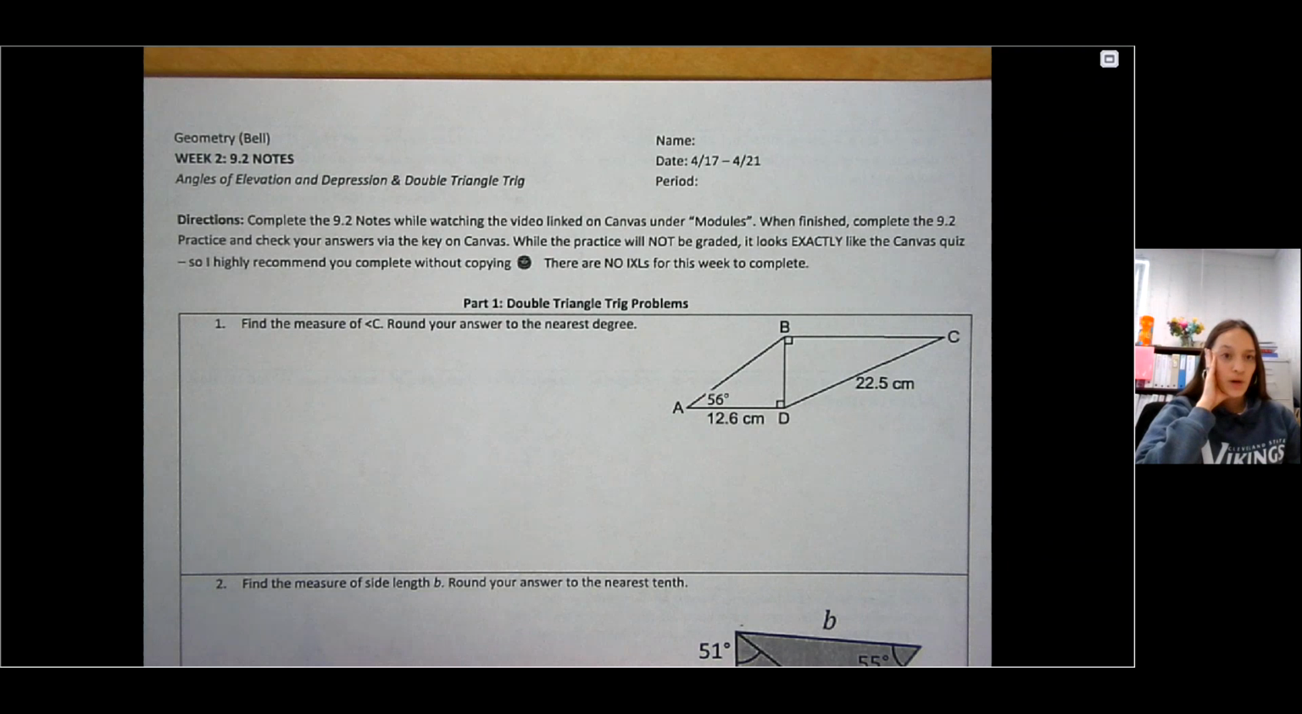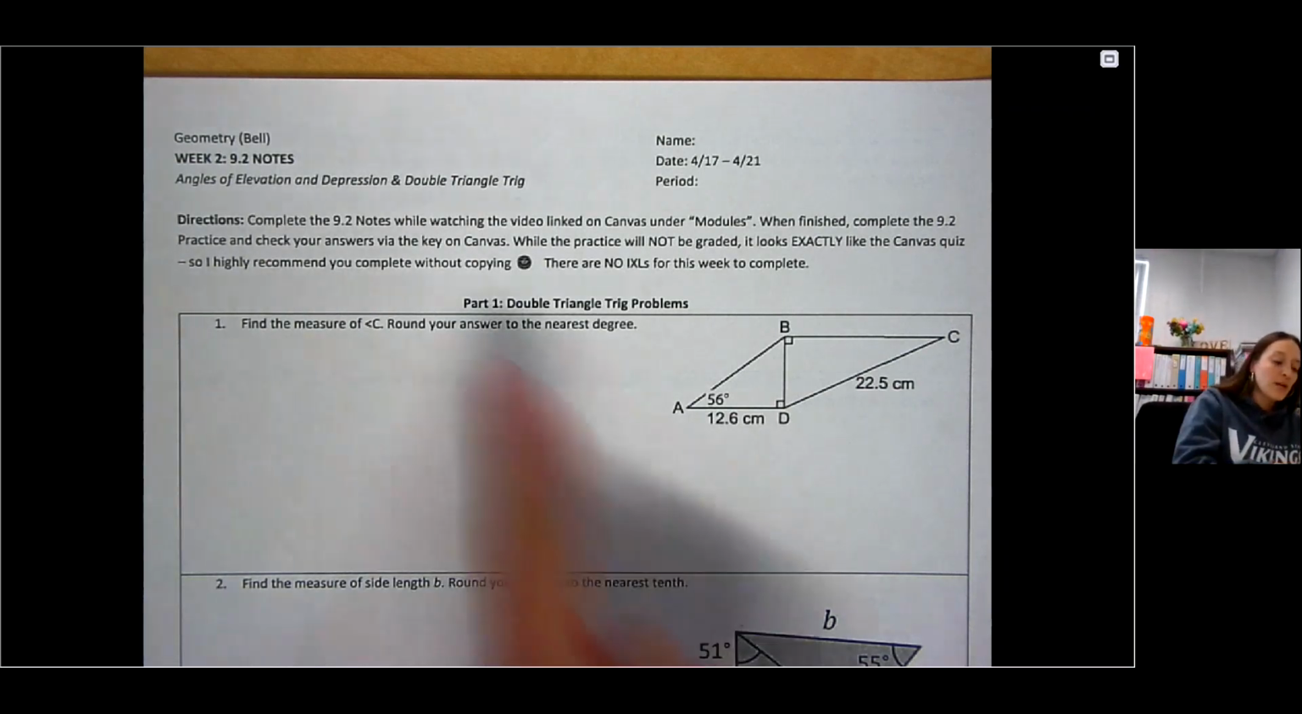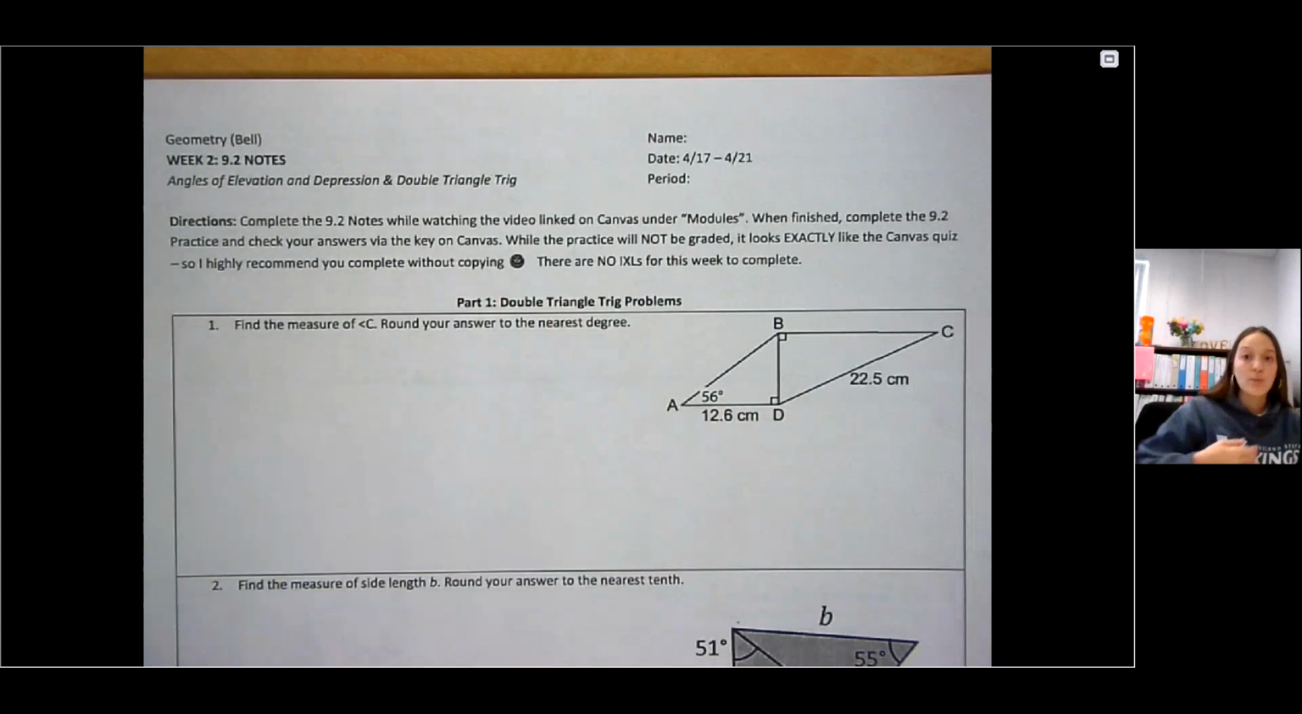Today we're going to do our week 2 notes on 9.2, which is all about angles of elevation and depression and some double triangle trig problems. Last week, you guys should have taken notes on regular trigonometry with right triangles, right? So that was the sine, cosine, and tangent. Today, we're going to do some double triangle trig problems and then essentially some word problems.